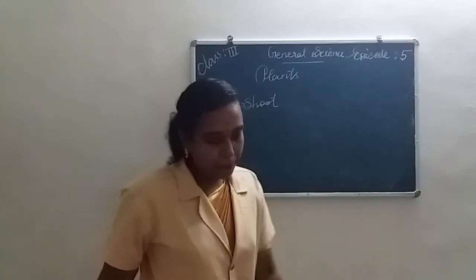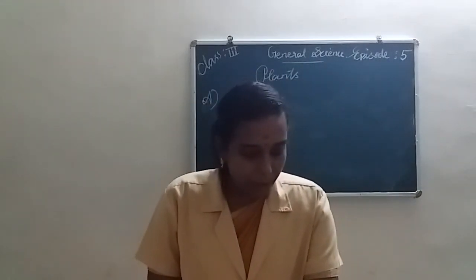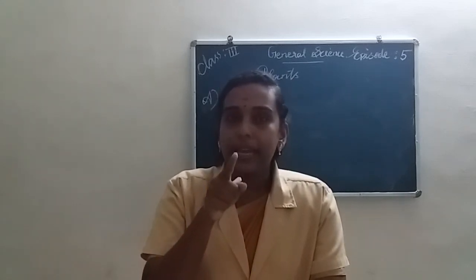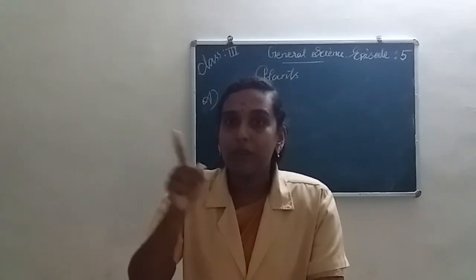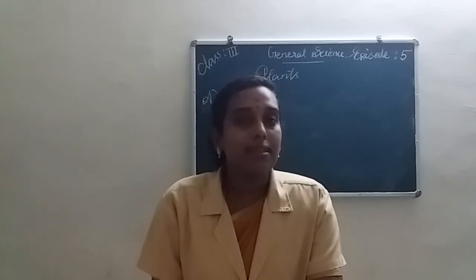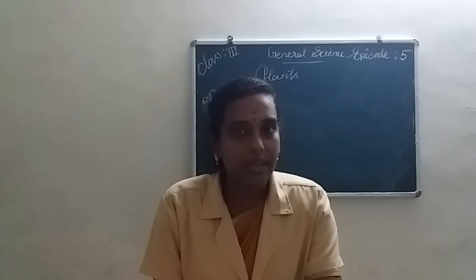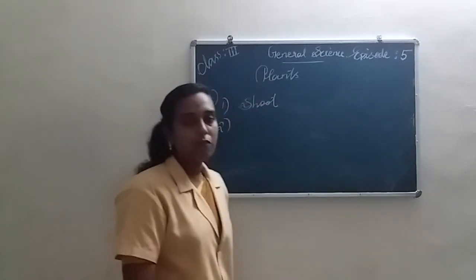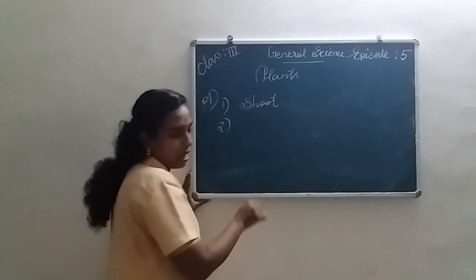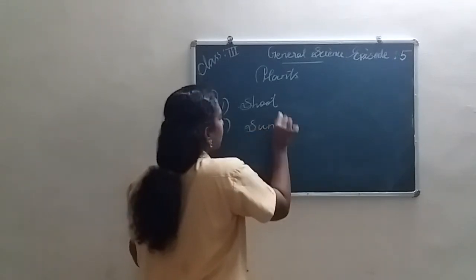And the second question, plants make food using energy from the sun, because plants prepare food in the presence of sunlight. Sunlight is the energy used by plants for making food. So plants make food using the energy from the sun. Okay, energy from the sun.